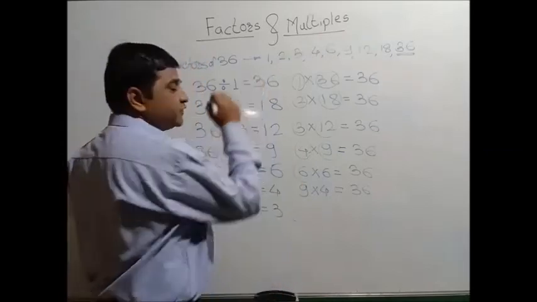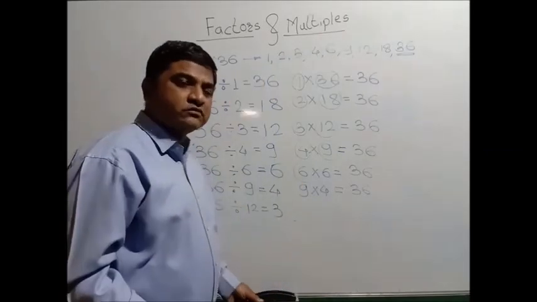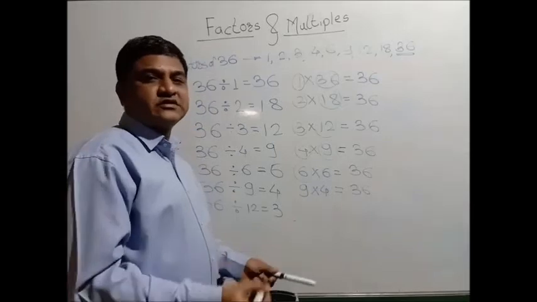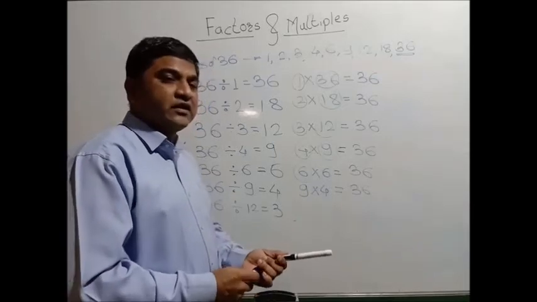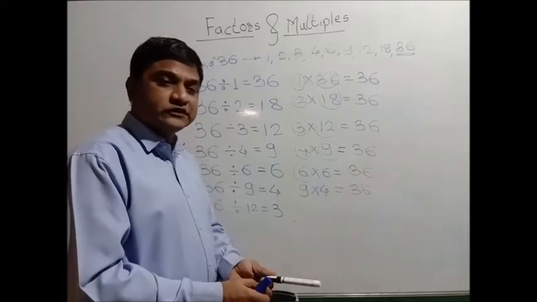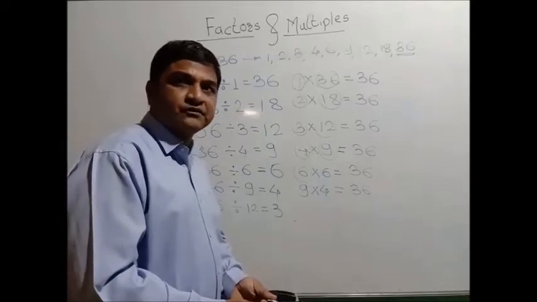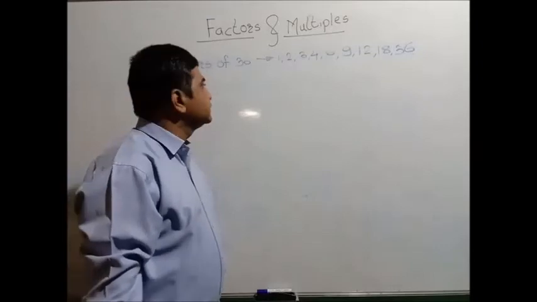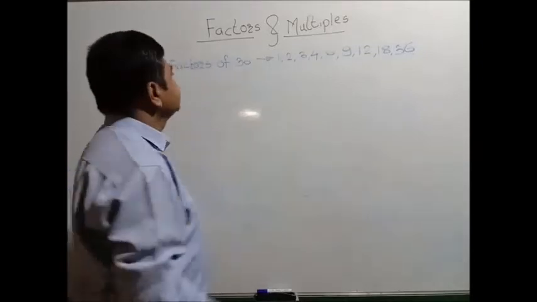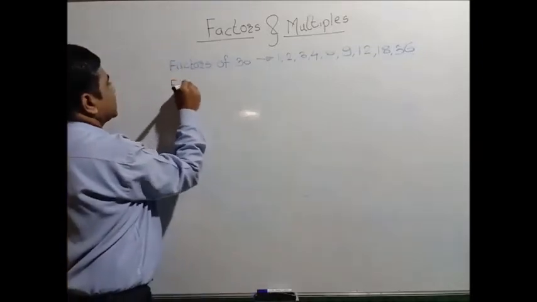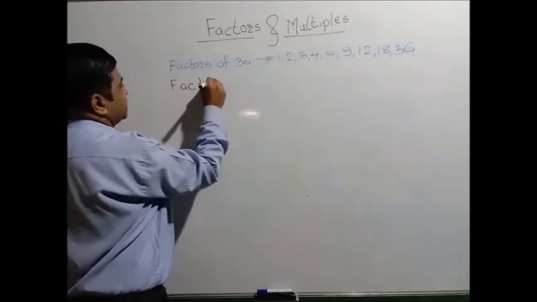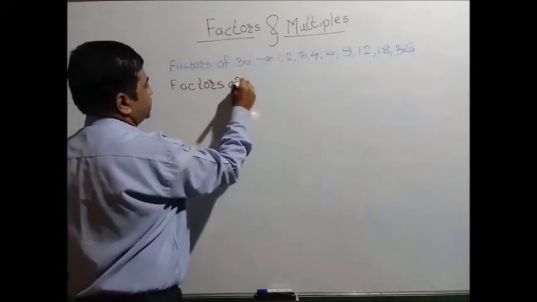Now, we will find out the factors of some more numbers, and we will discuss the factors again in detail, and we will find out the different things about factors. Let us find the factors of, say, 25. So I say factors of 25.